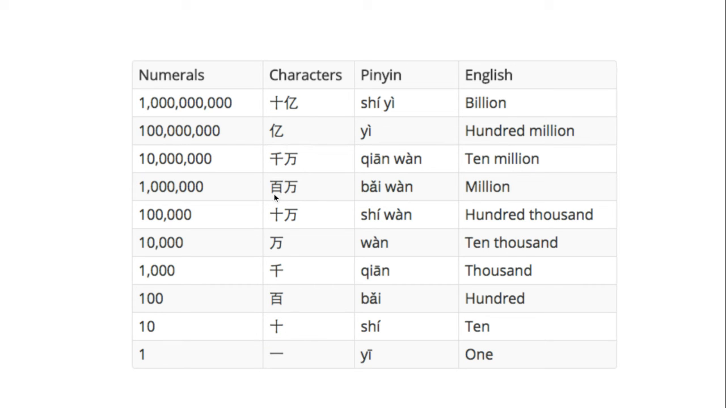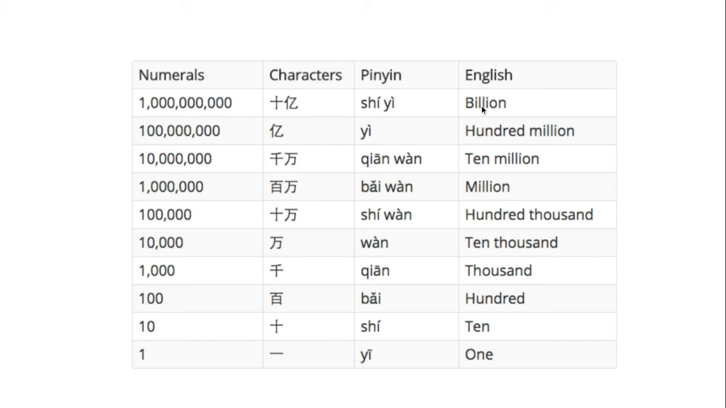And then bai wan is a million. That's 100 10,000s. And qian wan is actually 1,000 10,000s, which we could say is 10 million. And yi is 100 million. And shi yi is 10 100 millions or a billion.